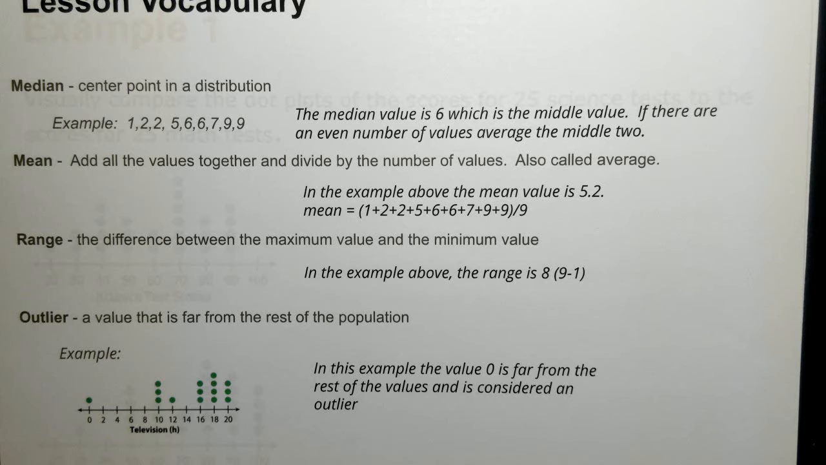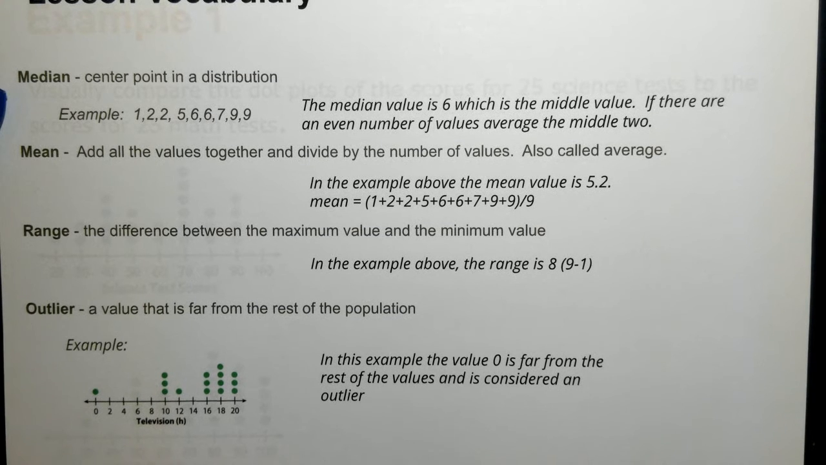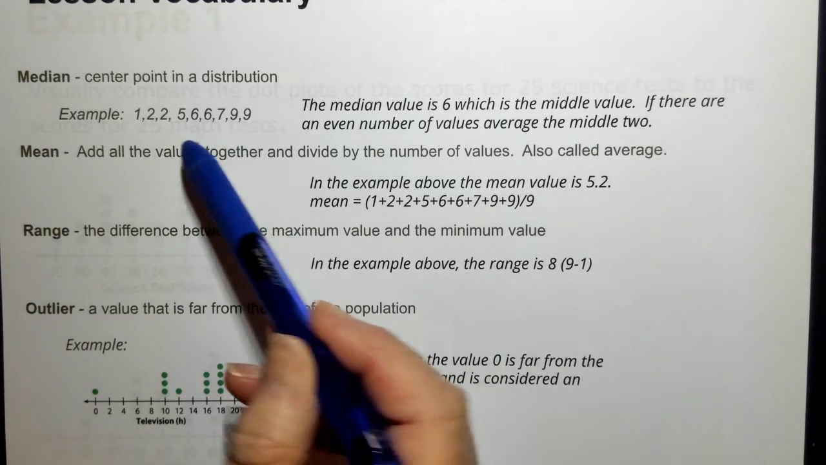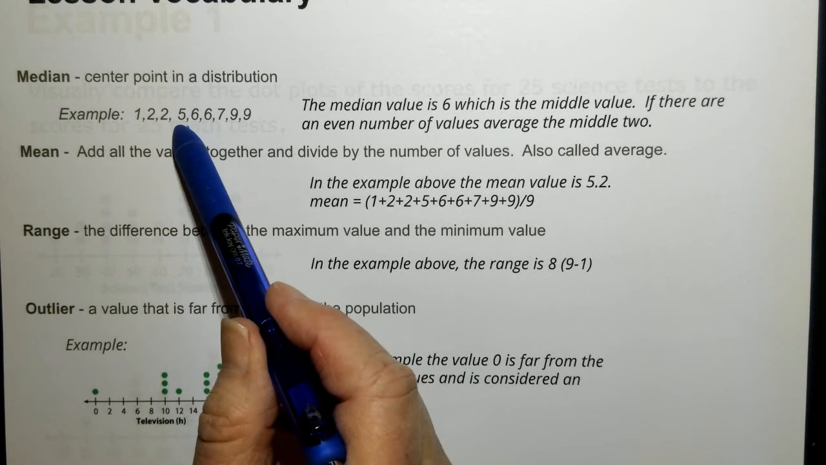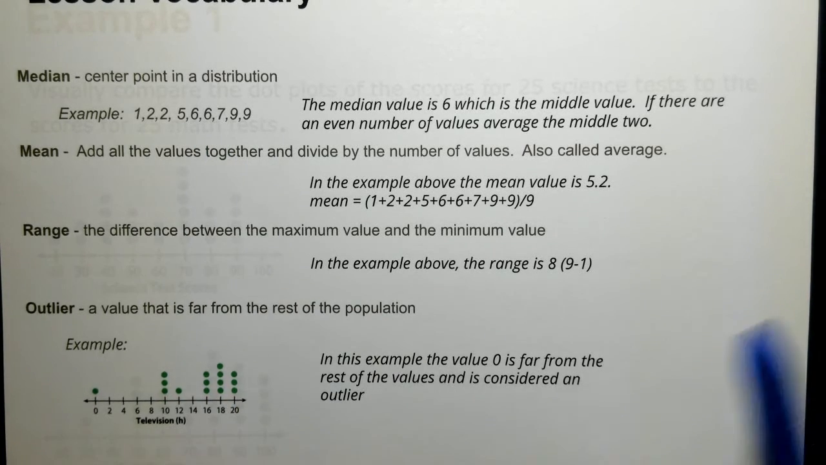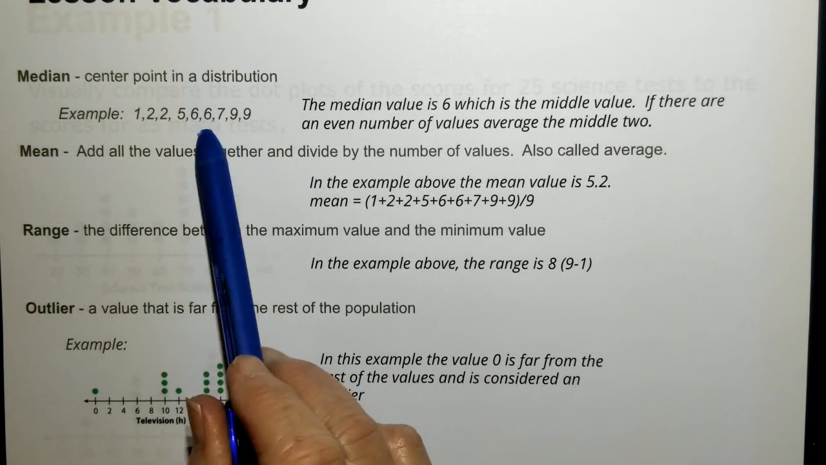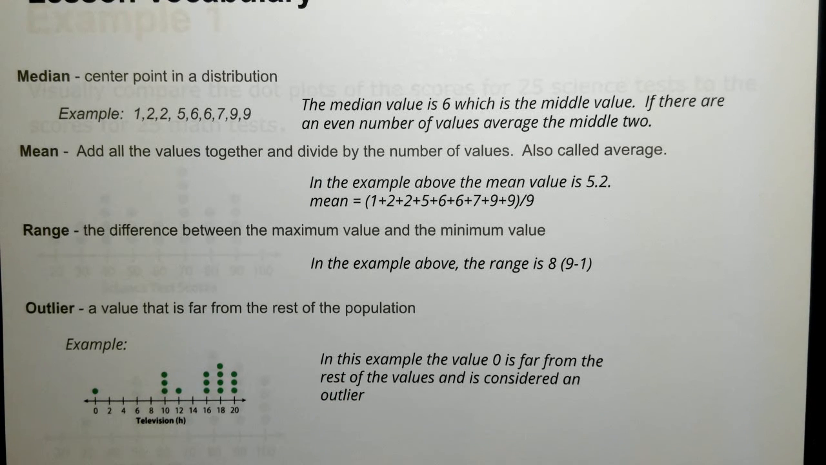First of all, we have median. And the median is the center point in a distribution. So here we have an example of 9 numbers from 1 to 9, and they have different frequencies. So the median value, if you count which one is actually in the center, the center number is 6. We have 4 numbers below it and 4 numbers above it. So the median is 6. And if this is 10 numbers instead of 9 numbers and you had 2 medians, you would take the average of the middle 2 to get the median.